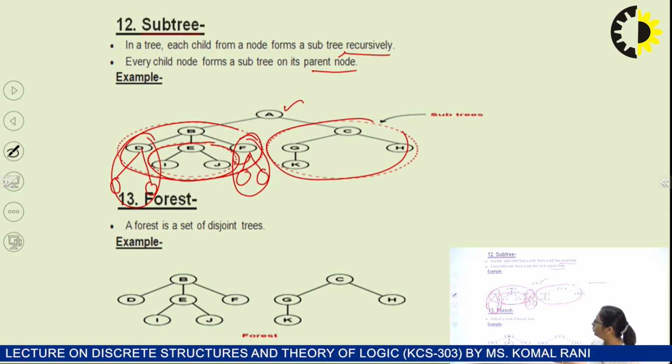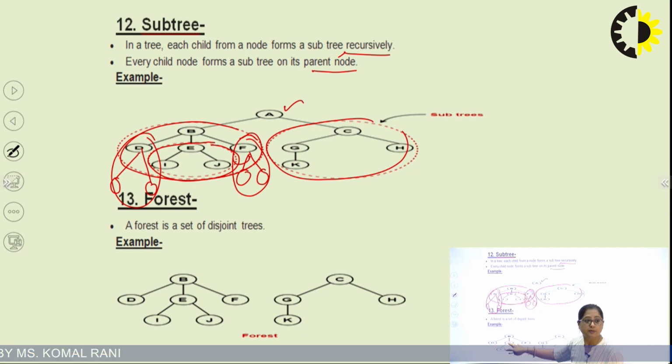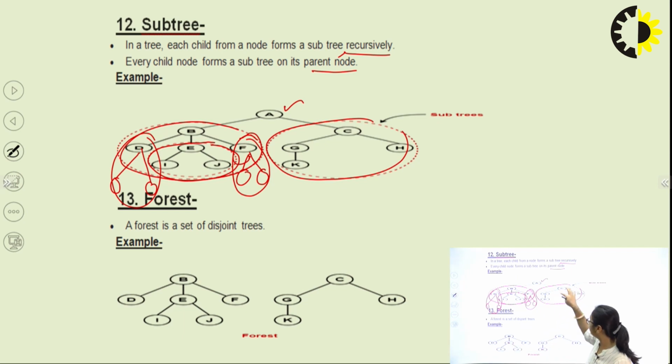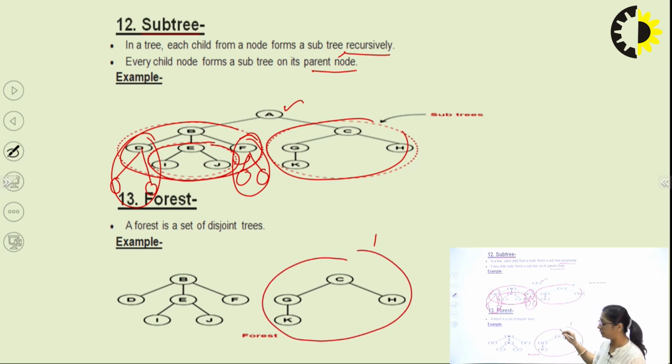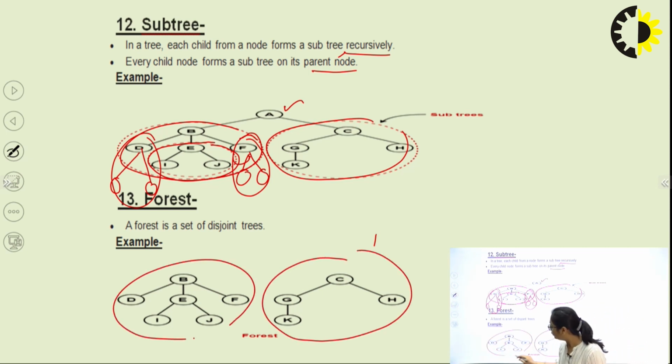So, next is the forest. What is a forest? A forest is a set of disjoint trees. So, if you remove this subtree from the root node A and this subtree from the root node B, this will become a forest and this will also become a forest. Okay. Because these two trees are disjoint, there is no common element or common nodes available. So, that's why we say that this is a disjoint tree.